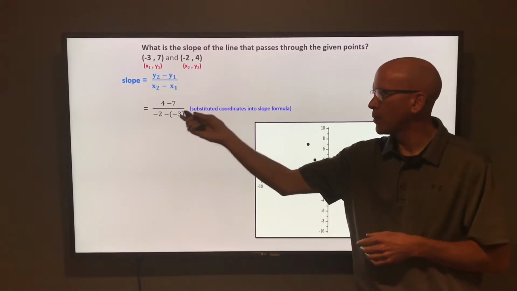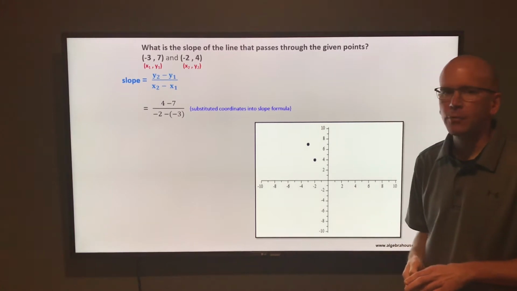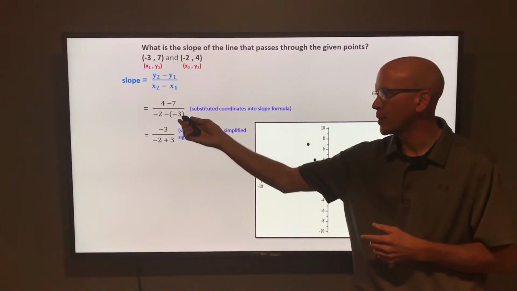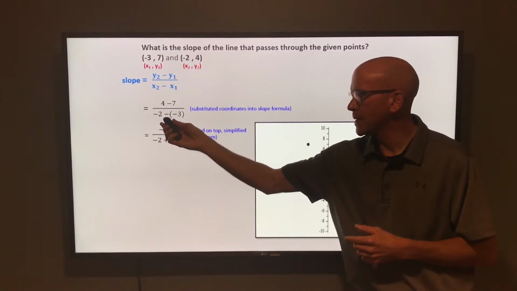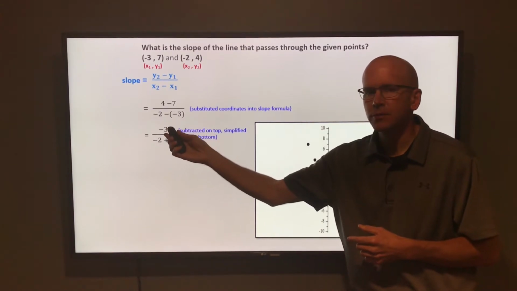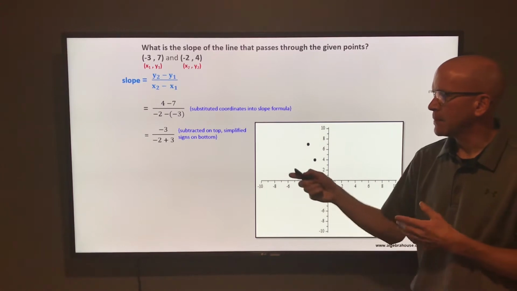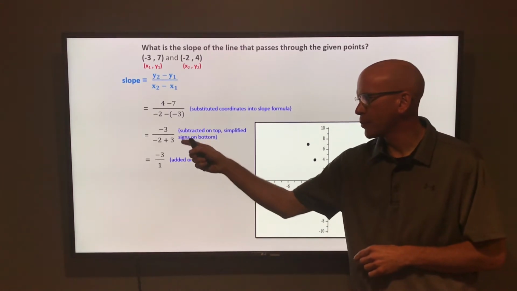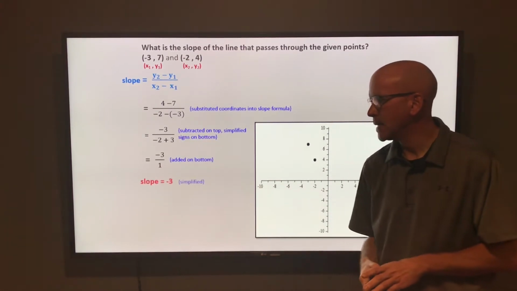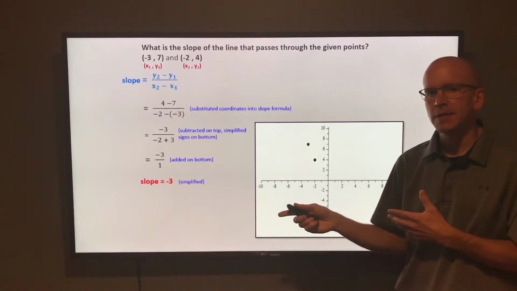So if you do take 4 minus 7 over negative 2 minus a negative 3, on top that's going to be negative 3. On the bottom, negative 2 minus a negative 3, that minus negative turns into plus, so that's negative 2 plus 3. On the bottom, negative 2 plus 3 is 1, so it'd be negative 3 over 1, and that turns out to be negative 3. So the slope of that line is negative 3.